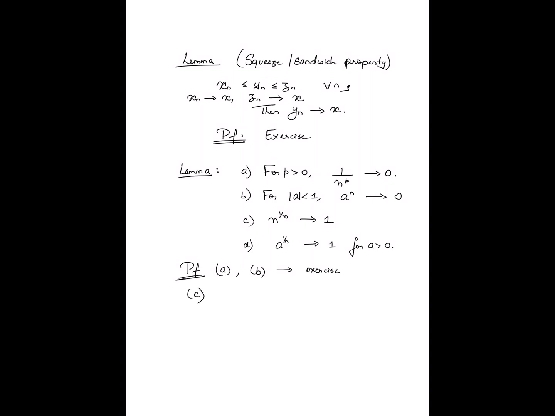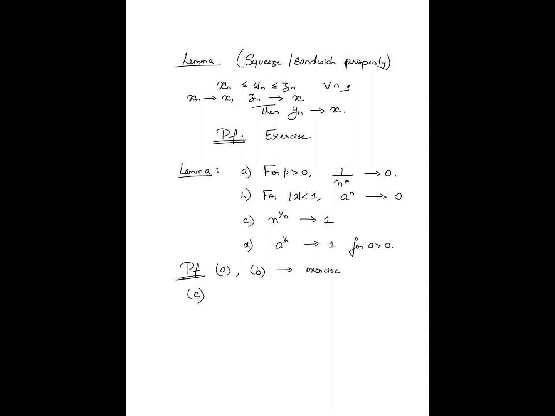I will, however, prove C, which is again a property that you've probably used as part of your calculus toolbook. That is, if you look at n raised to 1 by n, that sequence actually converges and has a limit of 1. Okay, so how do you go about proving this?